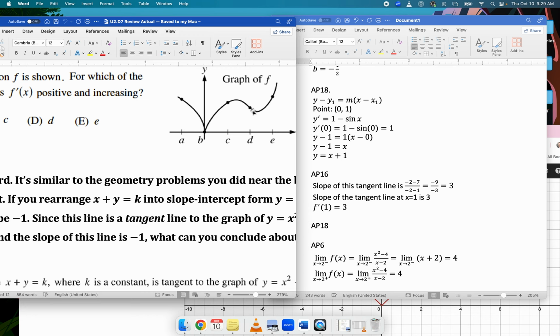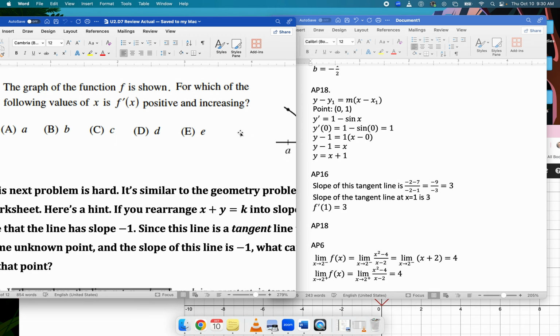And then here the slope is 0, right? So right here, f prime is 0. I would say at E only, f prime is positive and it's increasing, right? Because a little bit before E, the slope is maybe 2, and then after E, the slope is like 3, so I'd just say it's E.